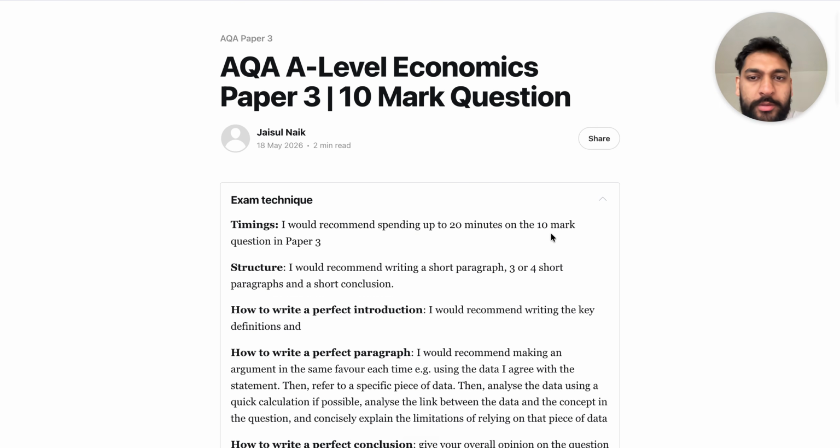Hey guys, so today I wanted to walk you through the 10-mark question for AQA Economics Paper 3. We'll start with timings, exam technique for this question, the structure, and then we'll go into a couple of examples, one from AQA and one from myself.